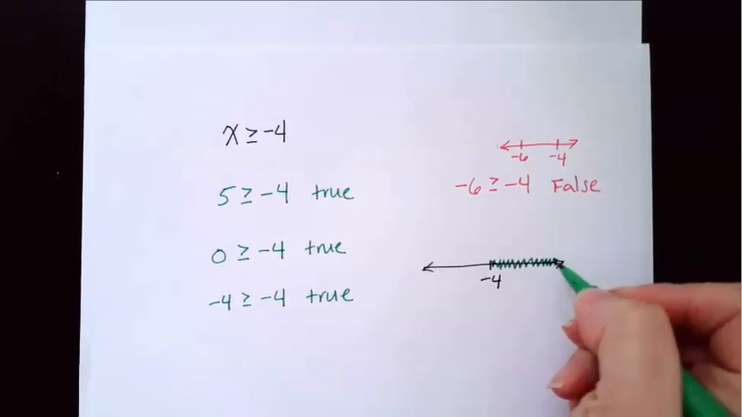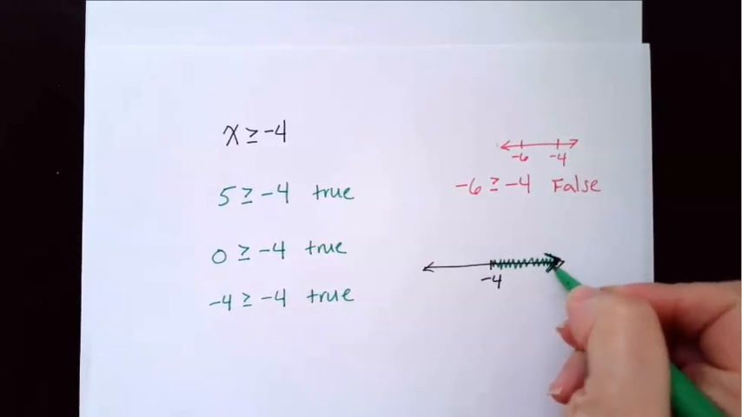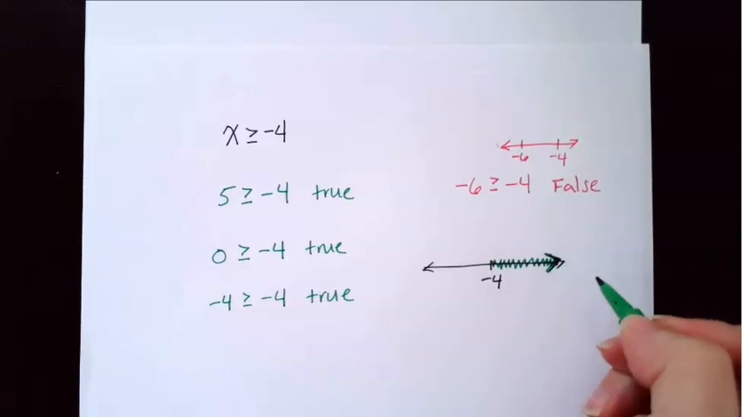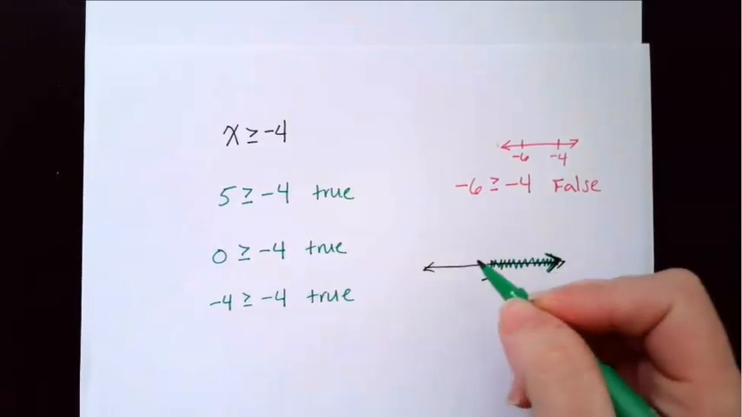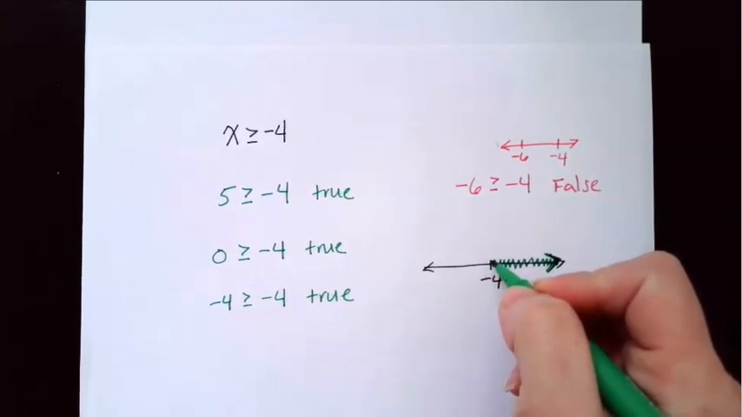So all of the values to the right of -4, and my shading would go out to positive infinity, would keep going. All of those values are values that would make that statement true. And I want to make sure that I am showing that I am including -4 as well.